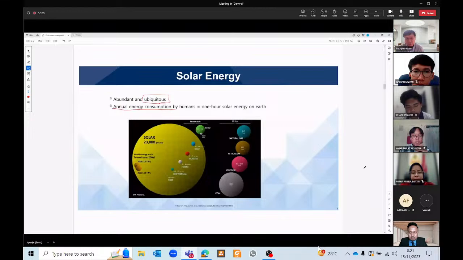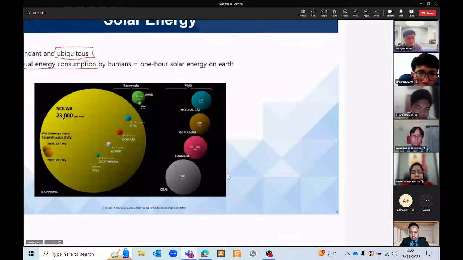Anyway, if we see the potential solar per year, I will skip the unit, 23,000. But the other renewables, wind, 25 to 70, and ocean, biomass, hydro, geothermal, world energy use, you see, it's only 16, but by 2050 we expect 28. So solar is really large compared to the human energy consumption.